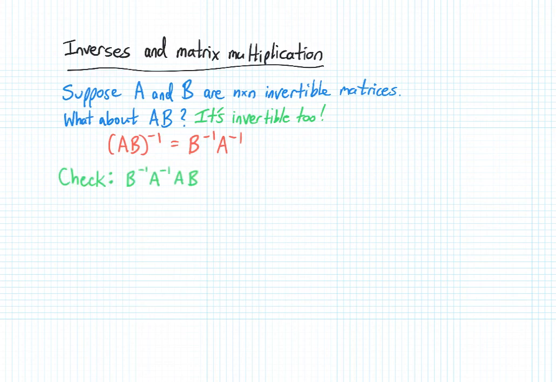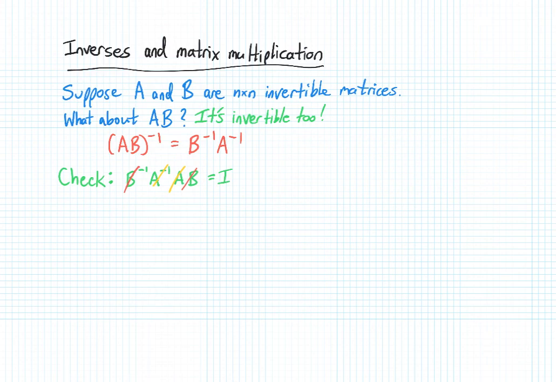That might seem a little counterintuitive, so it's worth going through the process of checking why this happens. From the algebraic point of view, when you multiply B inverse A inverse times AB, you see that you can cancel A and A inverse, and then you can cancel B and B inverse. And so you do just get the identity matrix. And a similar thing happens when you multiply the other way around.